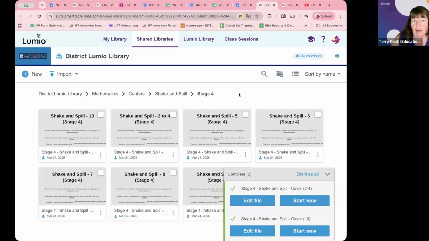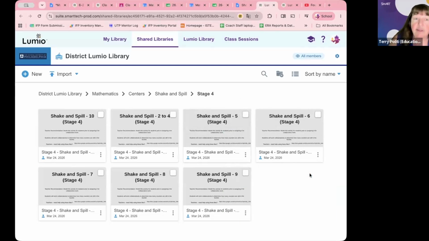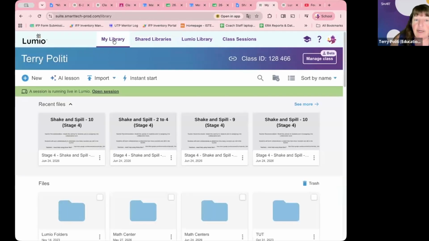All we did is make copies right now so that I can do whatever I want with them in my library. So I'm in the district library. I made copies to my library. When you see this, you can just hit dismiss because we're going to find them. But when asked, I'm going to ask you to go to my library. Remember, I just copied stuff.